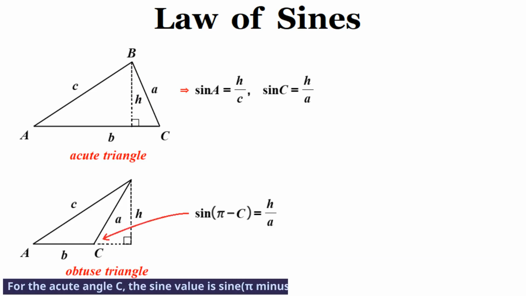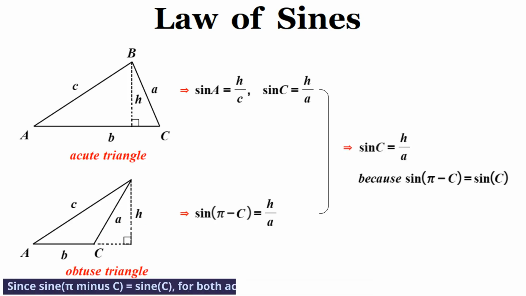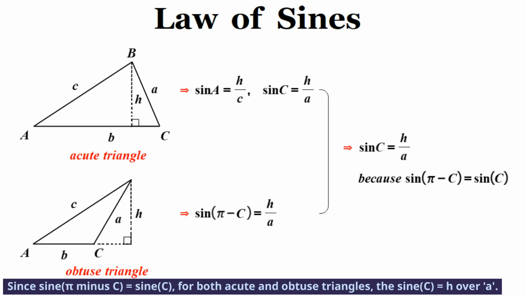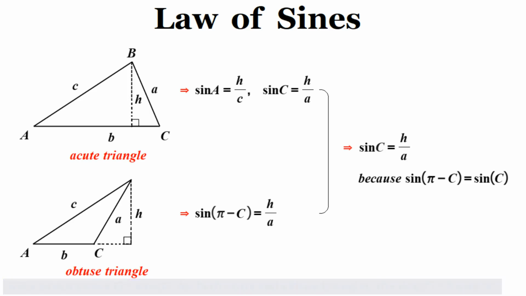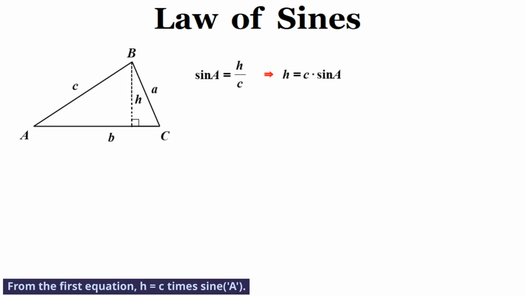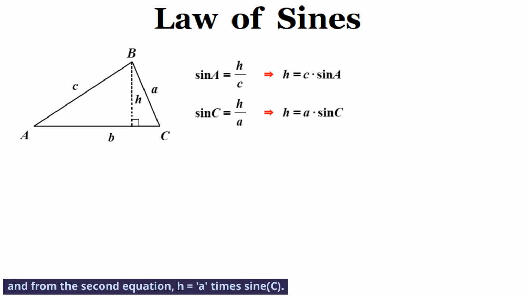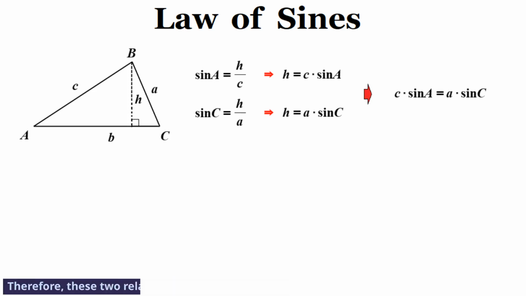For the obtuse angle C, the sine value is sine(π − C) equals h over a. Since sine(π − C) equals sine C for both acute and obtuse triangles, sine C equals h over a. From the first equation, h equals c times sine A. And from the second equation, h equals a times sine C. Therefore, these two relationships are identical.